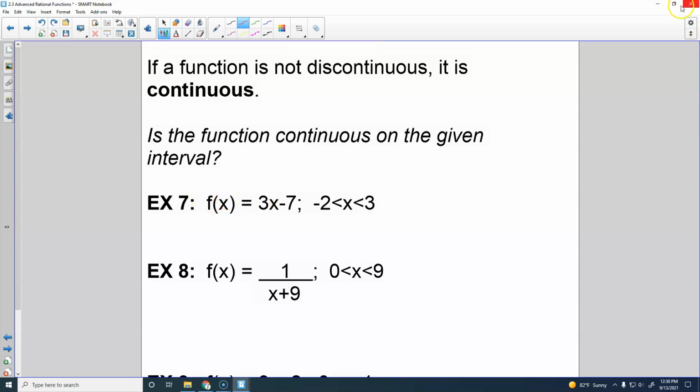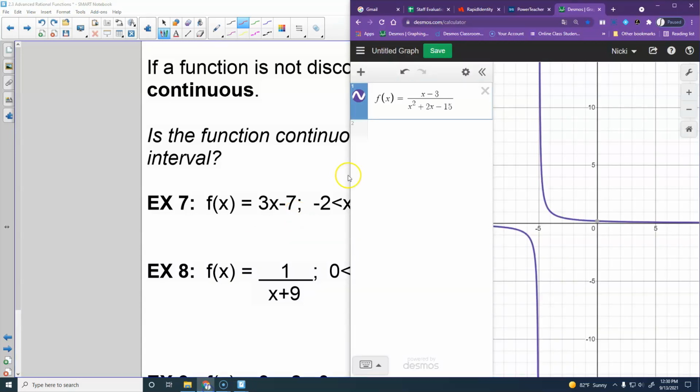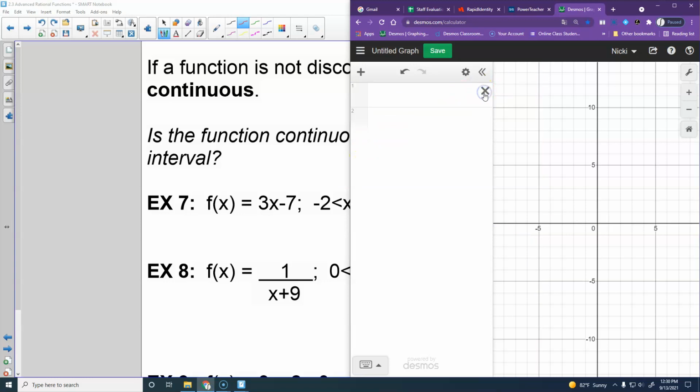So what discontinuities would I have in 3x minus 7? What would give us a 0 in the denominator of that? Nothing, right? Because there is no denominator for there to be a 0 in. So if you're thinking about what you're looking at here, I think it's always helpful, especially as I'm explaining this, to look at Desmos.